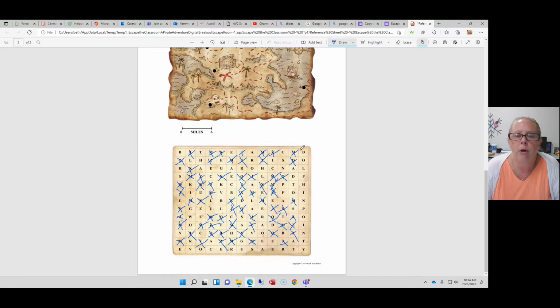Okay, so we need to mark off Dolphin Point, because we already solved this, right? That was that last puzzle we did. Okay, so I got Dolphin Point, and then we've got Blackbeard Bay, so we're going to mark off yes, Black Beard Bay. Ooh.